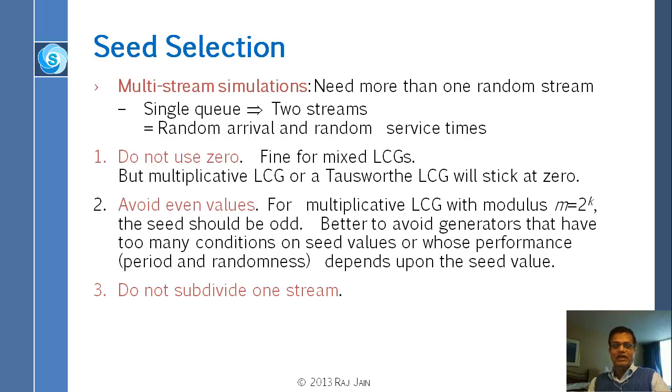And third thing is, do not subdivide one stream. And that's exactly what I said. Very first thing is that you cannot take the random number and use it for the arrival, and then take the next number and use it for the service. You really need 2 streams, 2 seeds, and so don't divide one stream for different purposes.